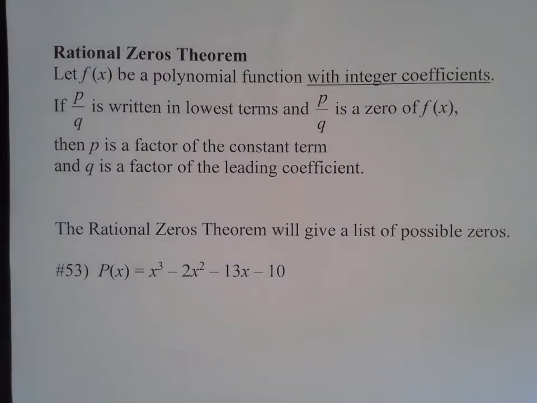Okay, so let's try that out with this function. This one's from your book. We're in section 3.7, number 53. This polynomial we have is x cubed minus 2x squared minus 13x minus 10.